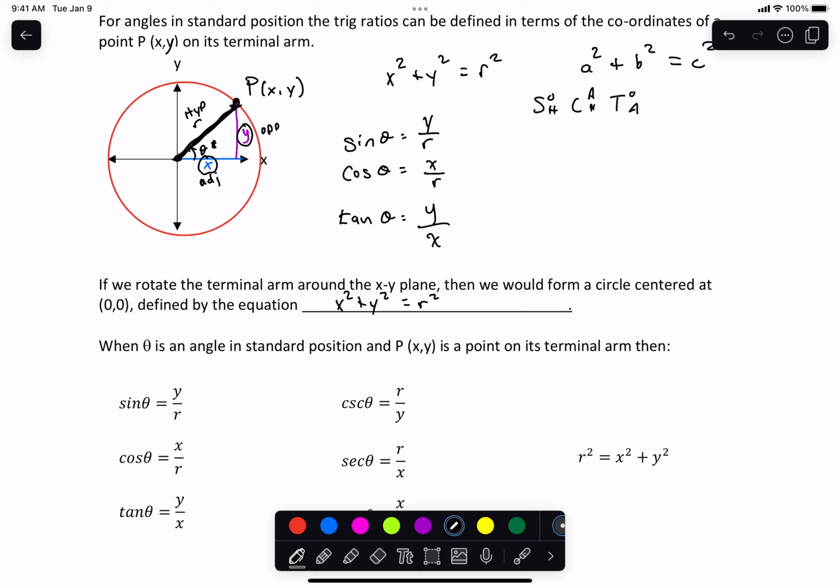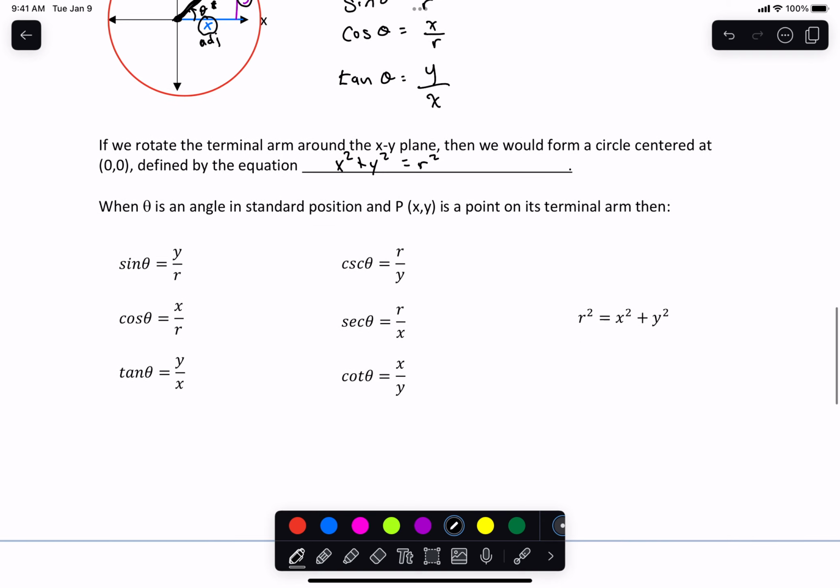Right? And I can also find the reciprocal trig ratios. So you can see sine corresponds with cosecant, cosine corresponds with secant, and tangent corresponds with cotangent, and you can see what happened to the actual ratio. It's the reciprocal. Right? Are we good? Any questions? Are we okay?